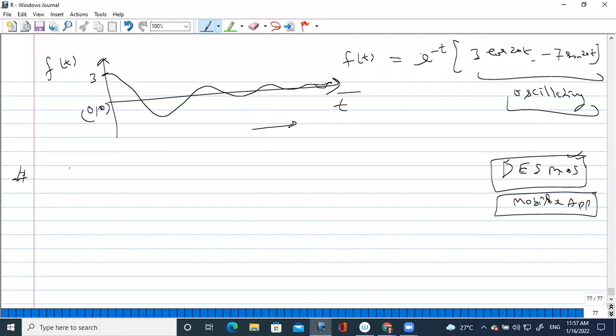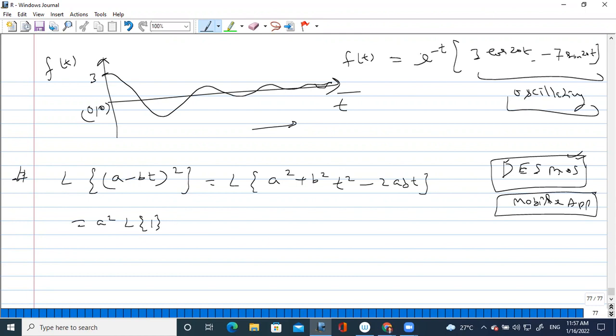Now let me take one more question. Laplace of (a minus bt) whole square. So it is a simple question. Just a square plus b square t square minus 2ab into t. Then it will be a square into Laplace of 1, plus b square into Laplace of t square, minus 2ab into Laplace of t. Like this.